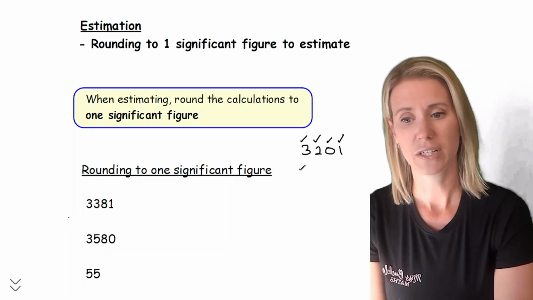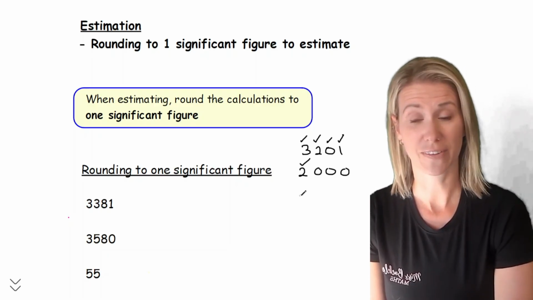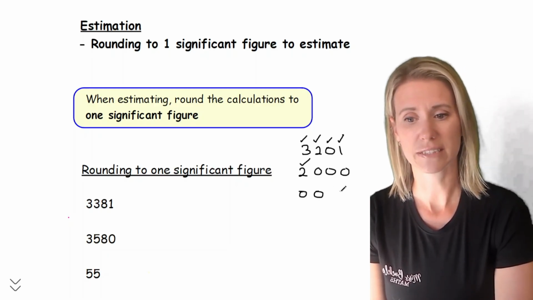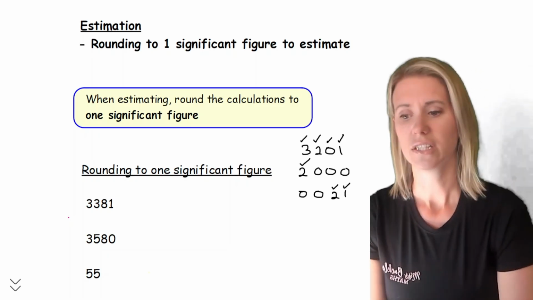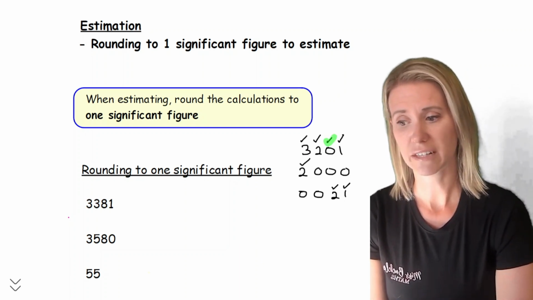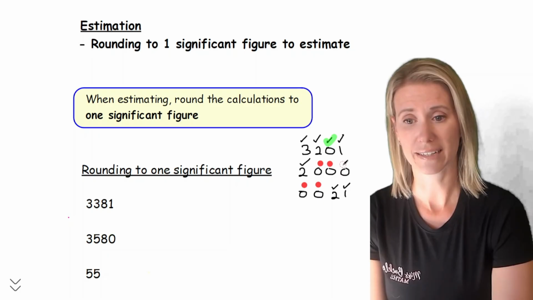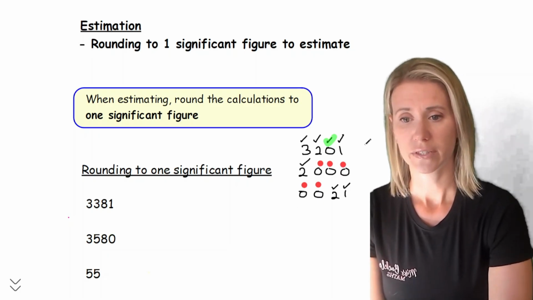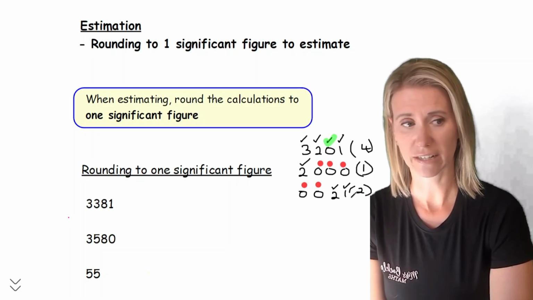So the number 2000 is only one significant figure. We do not count the zeros at the end. Similarly, we do not count zeros at the beginning. So that would be two significant figures because only the 2 and the 1 are significant. So just to be clear, the zeros in the middle do count, but the zeros on the outsides do not count, on the beginning or at the end of the number. So 4 significant figures, 1 significant figure, and 2 significant figures there.